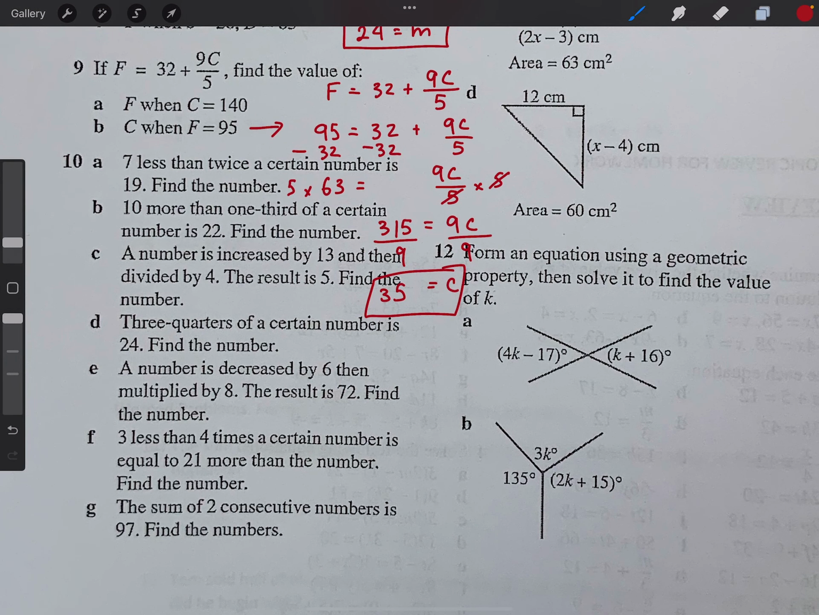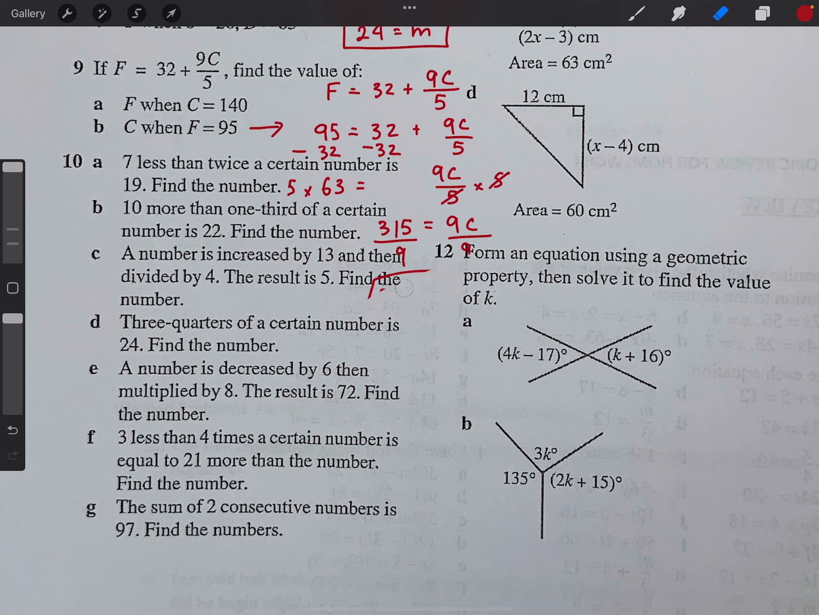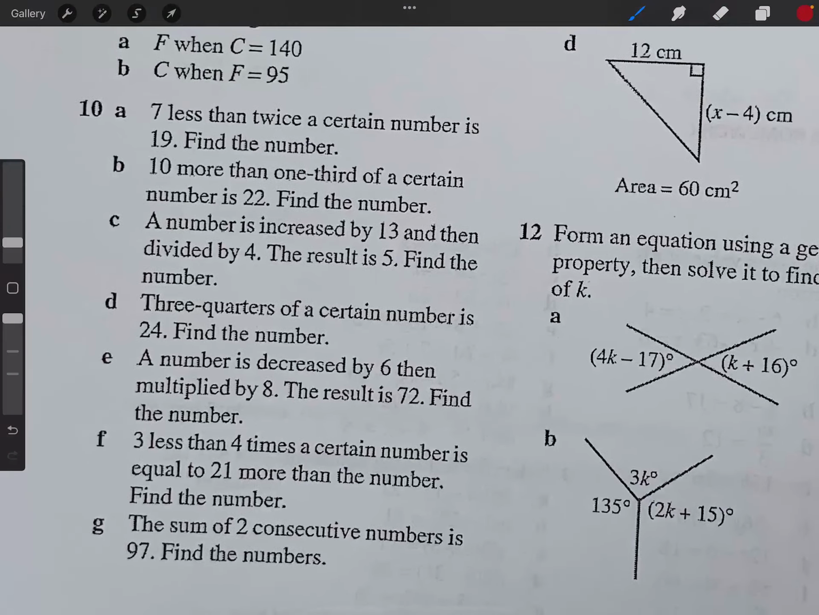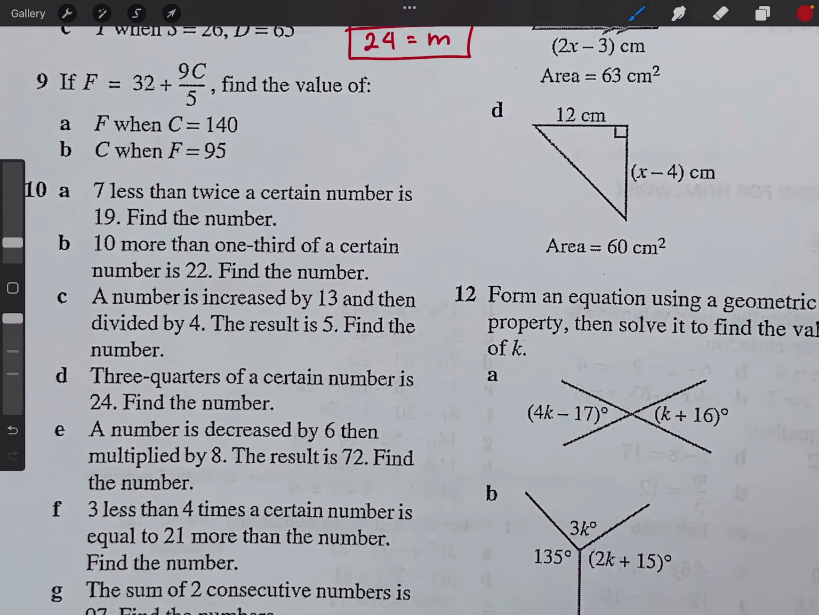Alright. Now question 10. We're going to use these worded problems and figure out a mathematical expression. So the first one says 7 less than twice a number is 19. 7 less means I have to minus 7 from something. From what? 7 less than twice a certain number. So twice a certain number means 2 times a certain number.